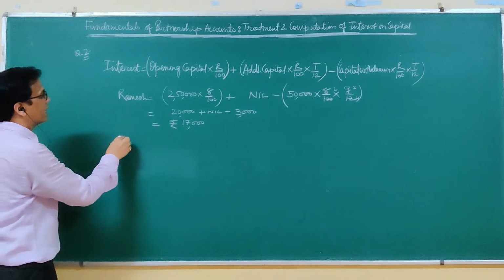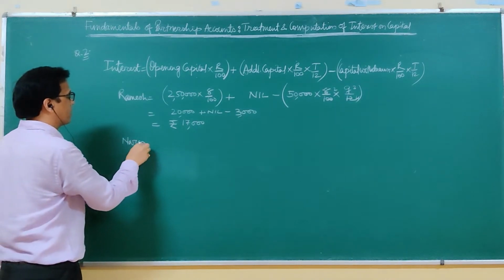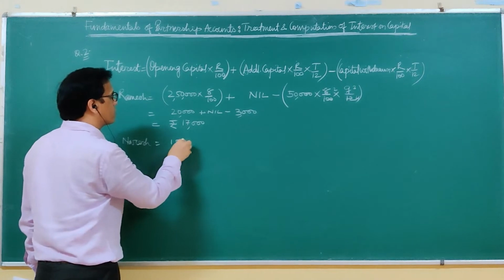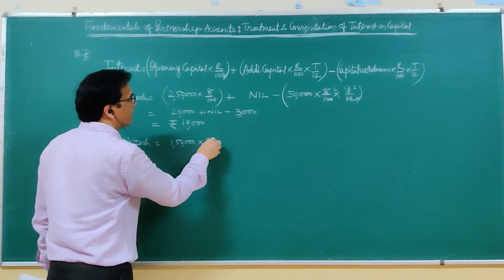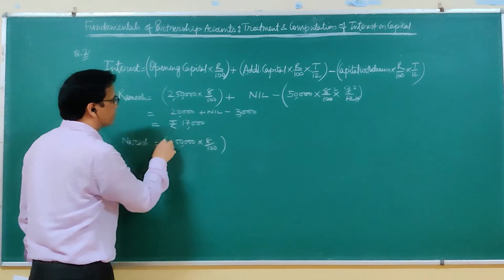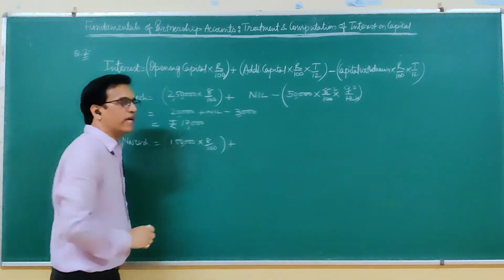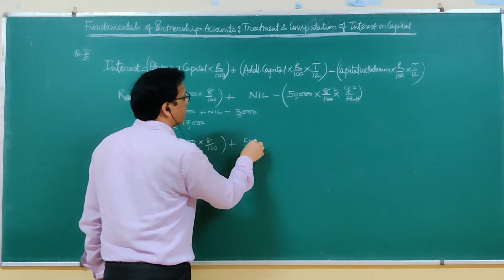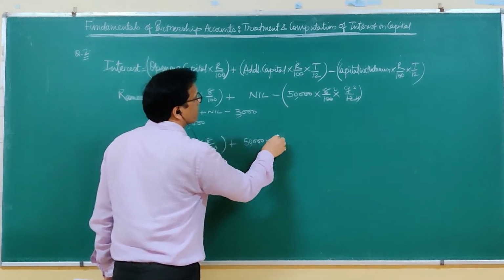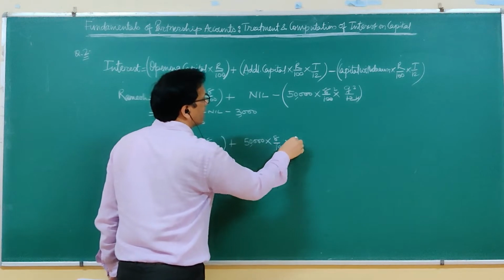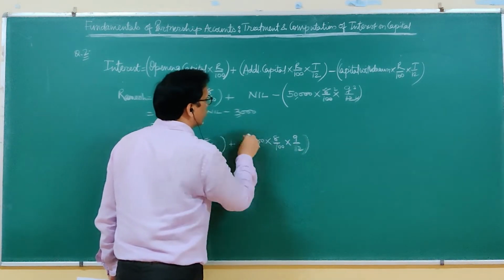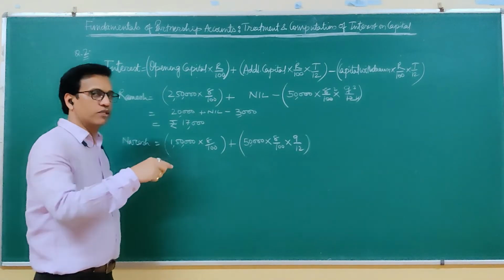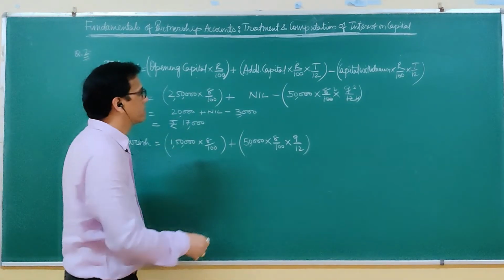Okay. Now for Naresh we take. Naresh's opening capital is 1,50,000 rupees, 8% for the full year. He has to make it 2 lakh rupees, so he has to bring in 50,000 rupees. So on additional capital we calculate 8% interest. Now again it will be for 9 months. He has also done the transaction on the same date on which Ramesh did. Ramesh withdrew, Naresh brought.